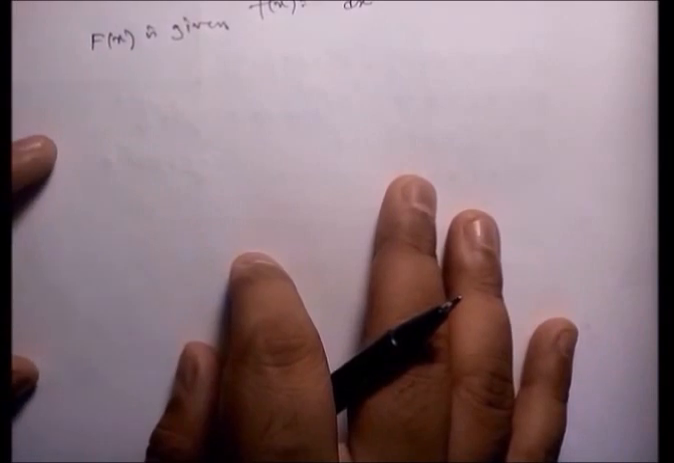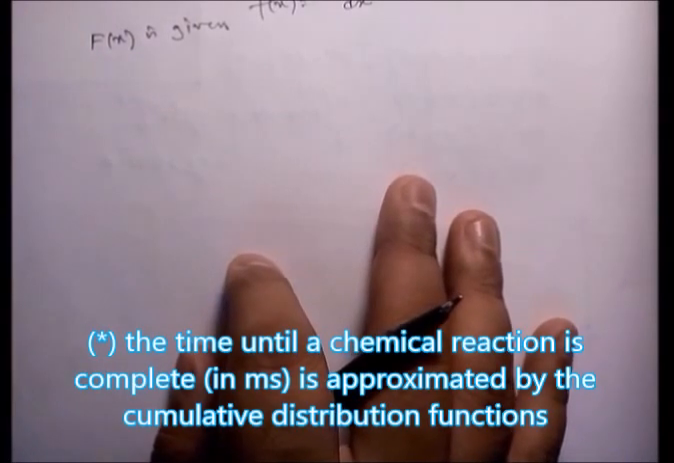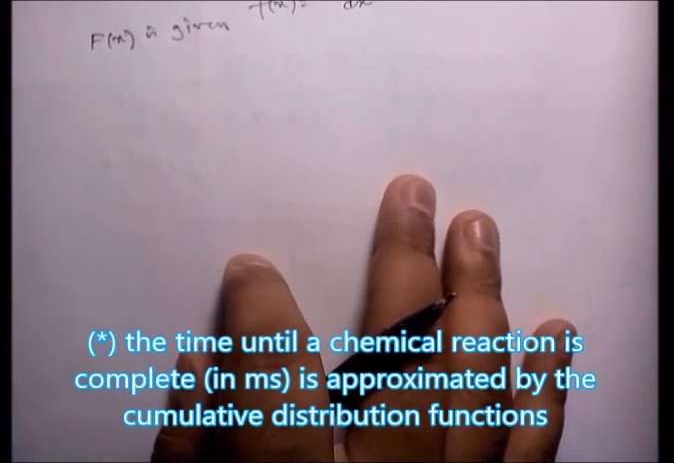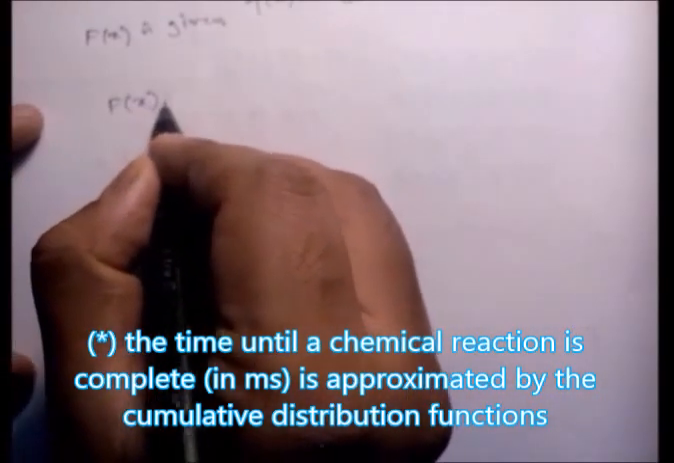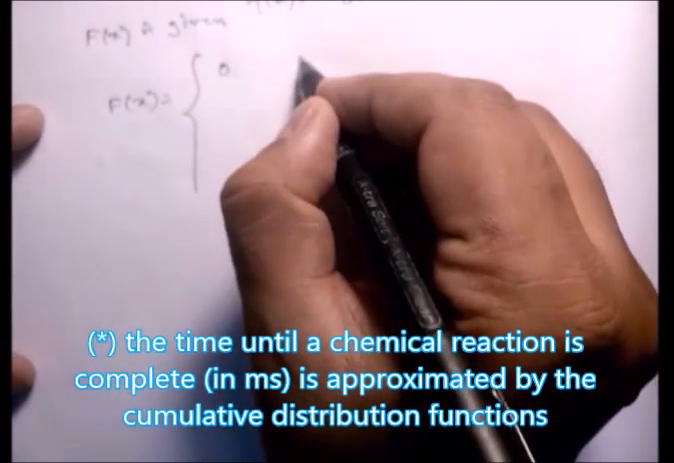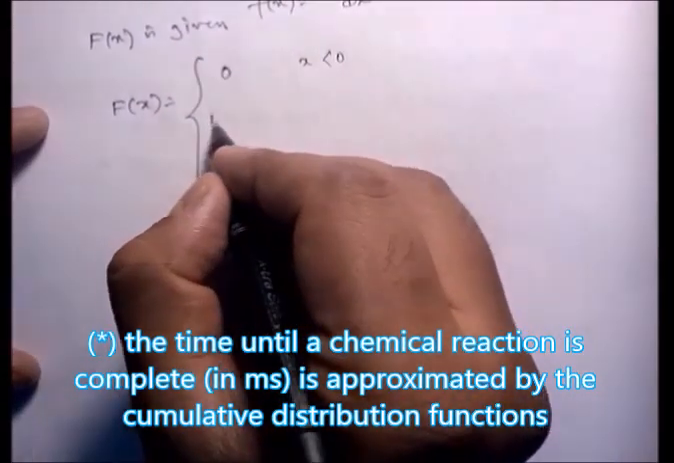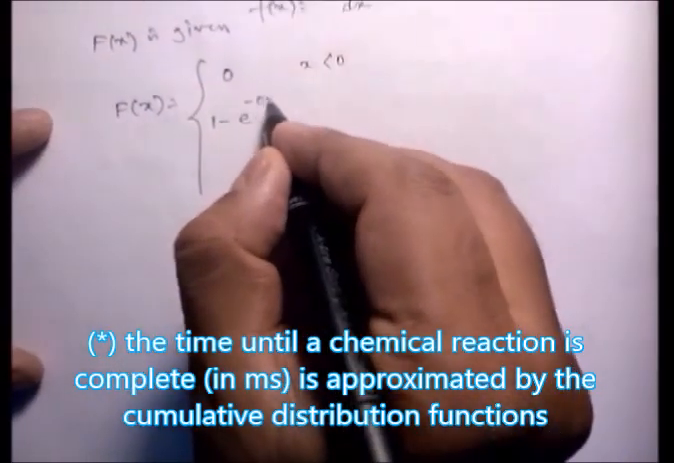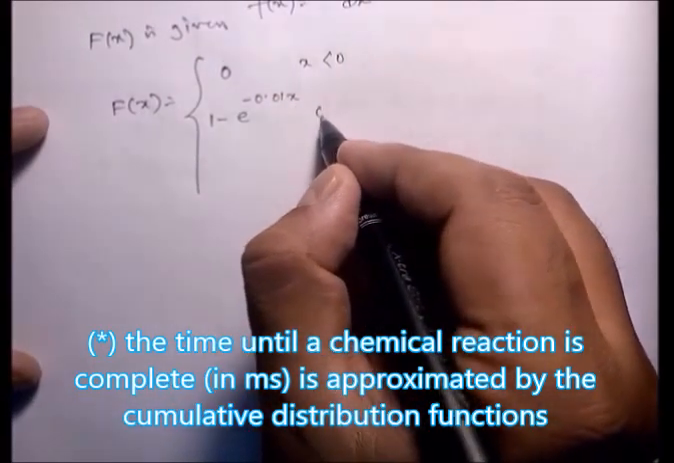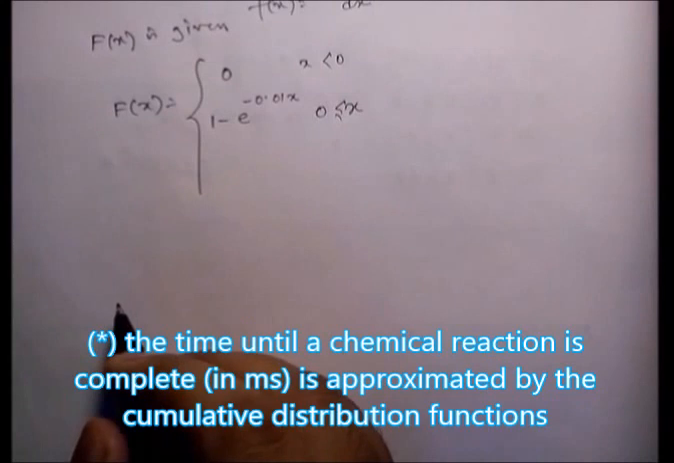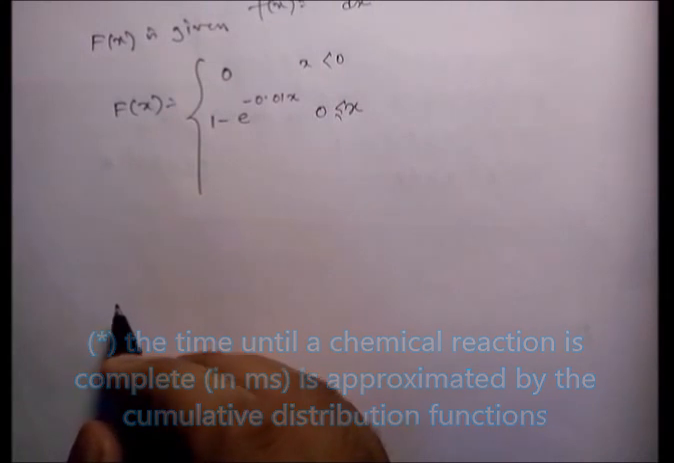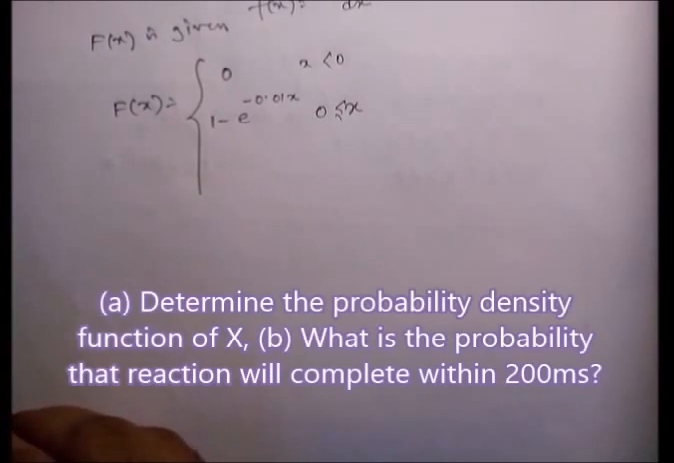The time until a chemical reaction is complete, in milliseconds, is approximated by the cumulative distribution function: F(x) = 0 if x is less than or equal to 0, and 1 minus e to the power minus 0.01x if x is greater than or equal to 0. Now determine the probability density function of X, and what is the probability that the reaction will complete within 200 milliseconds.